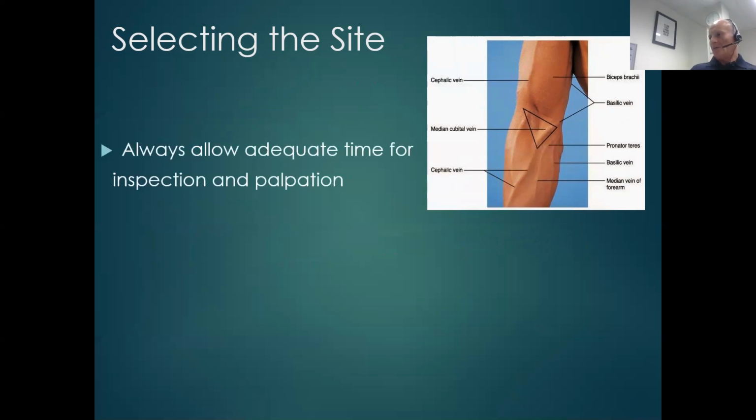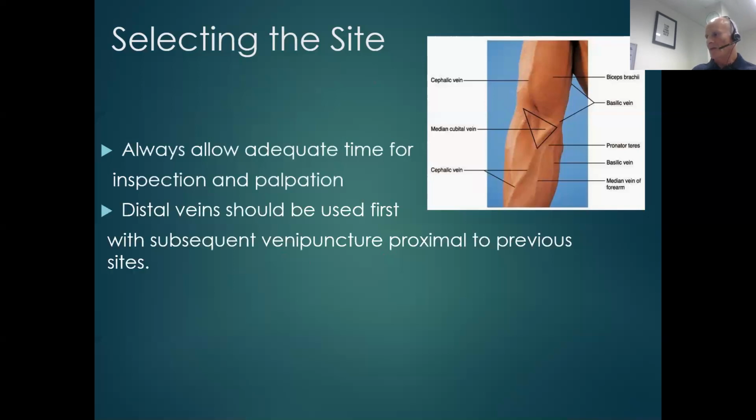Always allow adequate time for inspection and palpation. Do not race this unless it's indicated that we need to do it very quickly. Take your time. Talk to the patient. A distal vein should be used first, with subsequent venipuncture proximal to the previous site. As discussed before, we can start at the hand, move up from the wrist, and move up the arm from there.